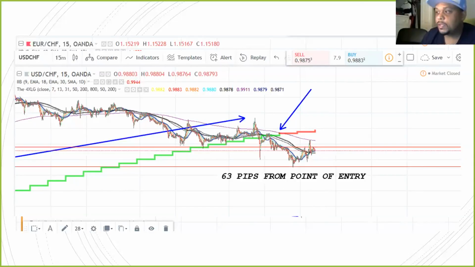Now, if you would have got in here, you would have got a lot more. Probably got double, 120 something pips. But since we don't understand the flow of the smaller time frames, all we look for is M's and W's.